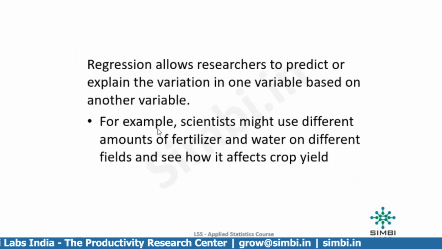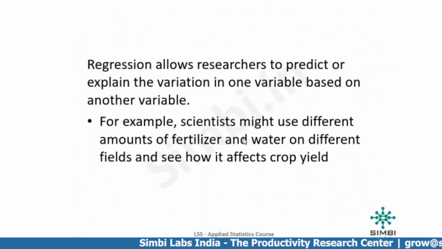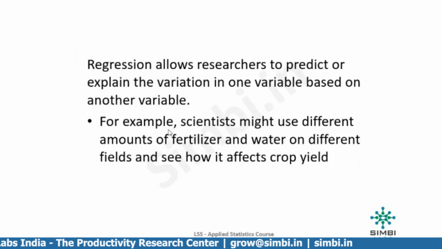We can take some examples of multiple regression. For example, scientists might use different amounts of fertilizer and water on different fields and see how it affects crop yields. So here there is only one dependent variable and two or more independent variables to research.